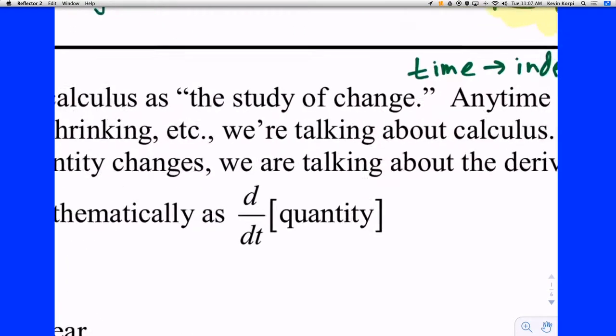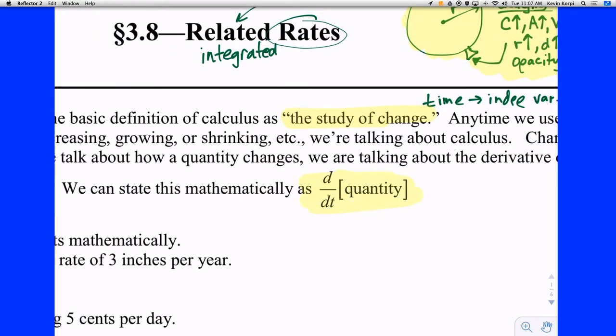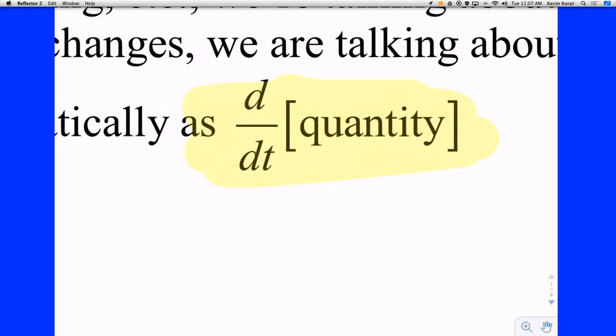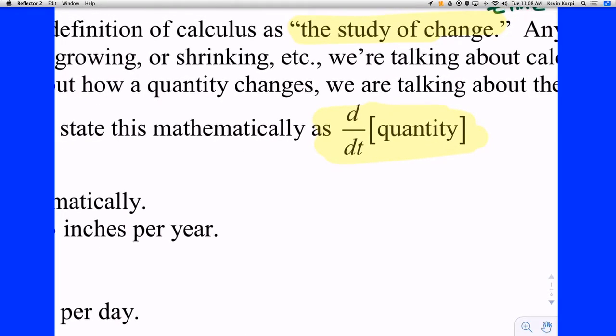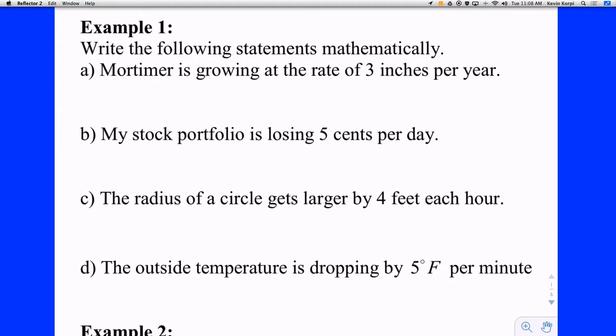Anytime we talk about something changing, it doesn't matter what the quantity is, with respect to time, we're talking about a rate of change at that moment. So that's going to be the derivative with respect to time of a quantity. That's one important thing about related rates: our independent variable is time. Another big part of this section is deciphering information that's given, because these are word problems, and then writing it in terms of some mathematical quantity, and that's the rates themselves. So we're going to start off on example 1 by writing these English sentences into mathematical sentences, and they all involve something changing.